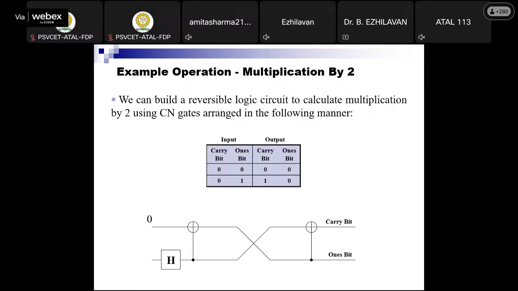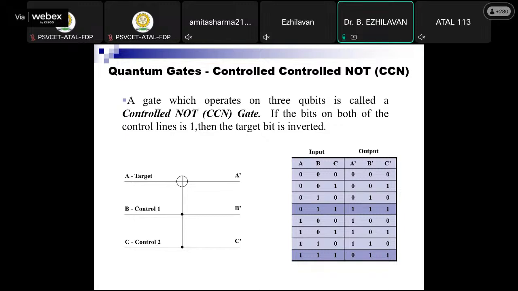See here, one NOT gate H. This is for the CCN gate. In this we have 3 qubits. Here, see this slide. If the bits on both of the control lines are 1, both should be 1. B and C are the control lines and A is the target line. If both are 1, then the target bit is inverted. Target bit means A will be inverted.